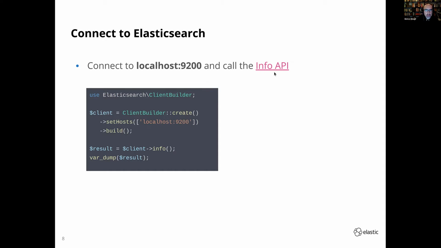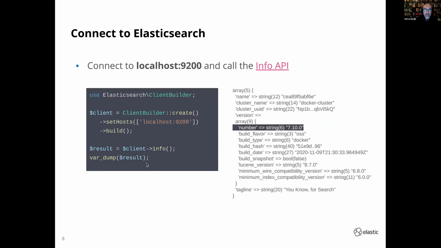As I mentioned, we are interested in the info API. This is a very basic API. You just have to call info and you get the results in a variable that I name $results. And I'm just var dumping the output. So if we see the var dump, it will look something like this.